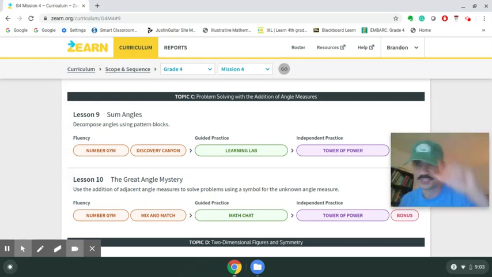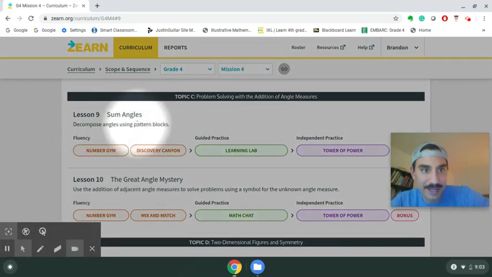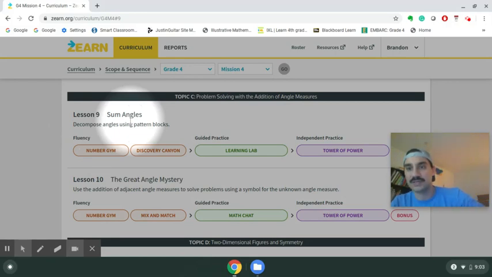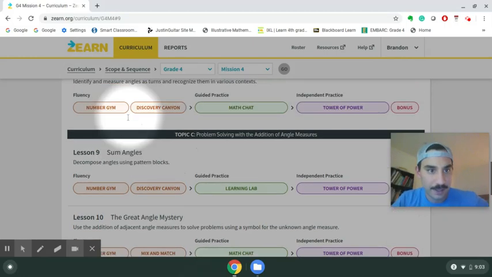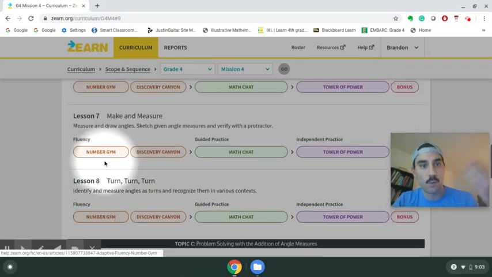So we are on lesson 9 today, some angles. We're going to be taking how to find angle measurements and learning what we do when we put them together, okay? In order to be on lesson 9 in Zearn, you must have finished 1 through 8.